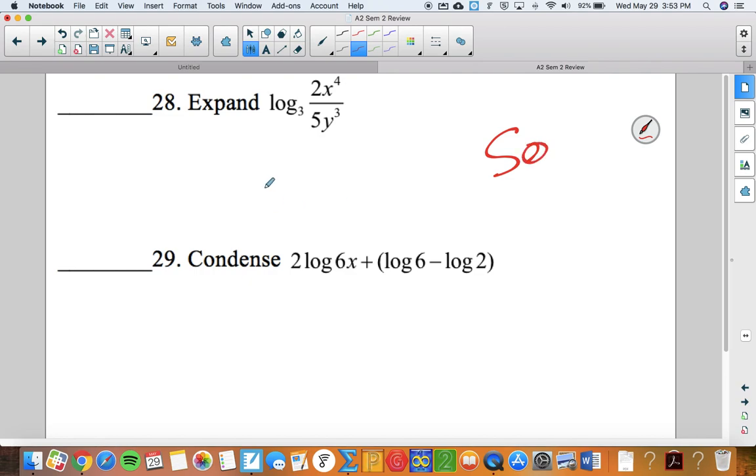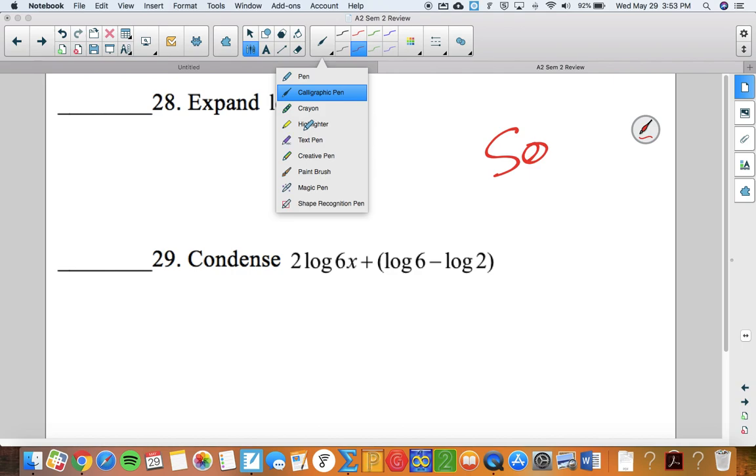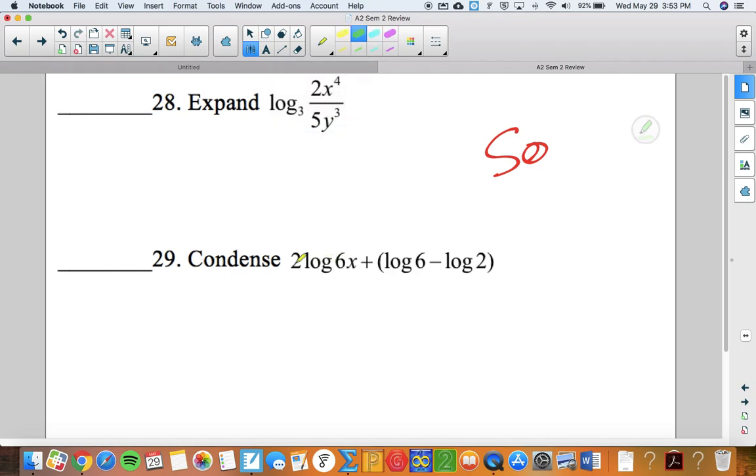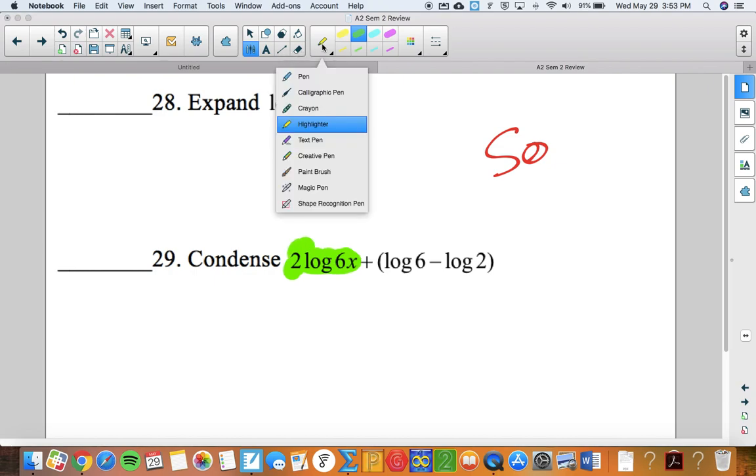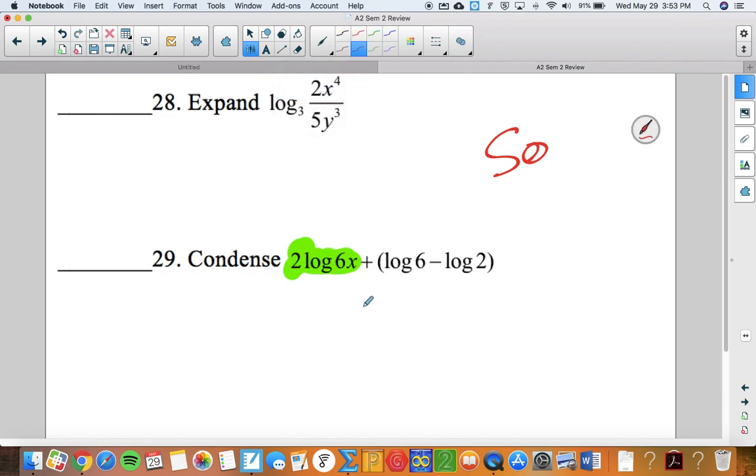So we just expanded, now we're going to condense. And I'm going to look at this in a couple parts. Sometimes it's tough to do it all at once. So here, I'm going to work on the green first. So how do I condense the green part? So the coefficient of 2 is actually going to go on top of each, the 6 and the x.